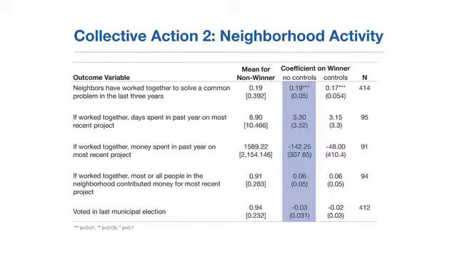But then when we look at collective action within the neighborhood, we see that there's more collective action within the neighborhood, right? So neighbors have worked together to solve a common problem in the last 3 years. The mean is 19.19 for non-winners and 0.38 for winners, right? So there's more collective action within the neighborhood and less collective action across. Okay.